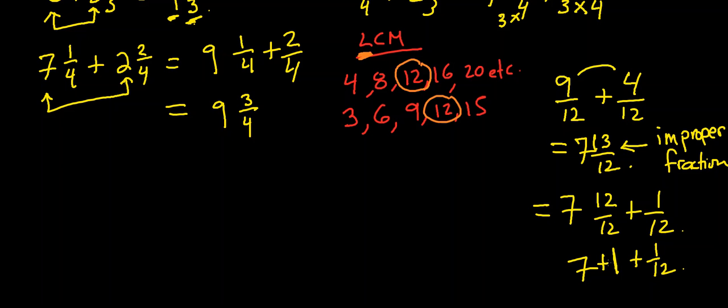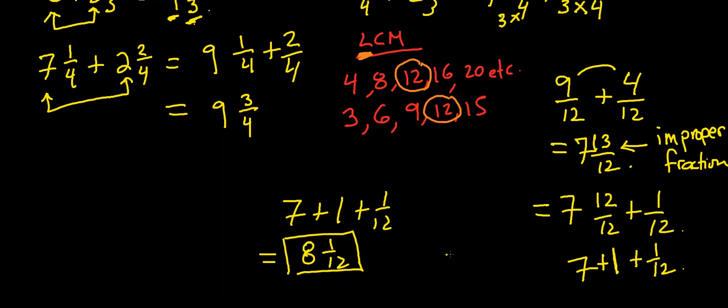So altogether, what do we have? We have 7 plus 1 plus 1 over 12. So altogether we get 7 plus 1 is 8 and 1 over 12. So this is our final answer. Okay, so let's move on to a subtraction problem.